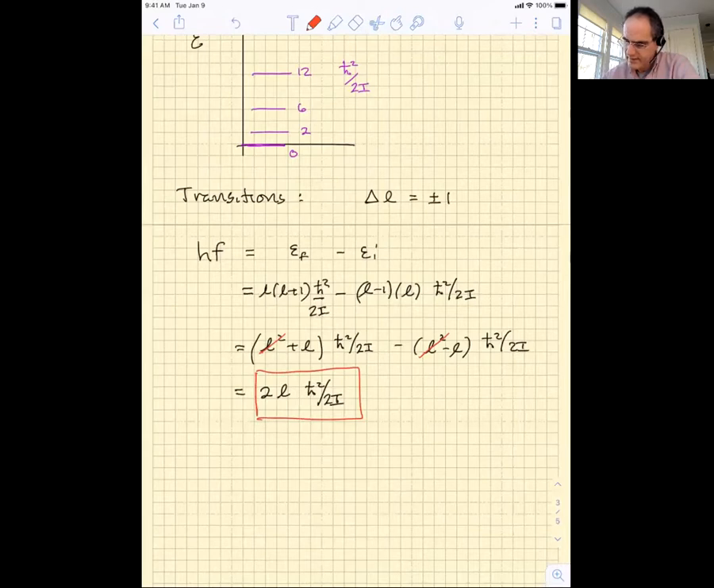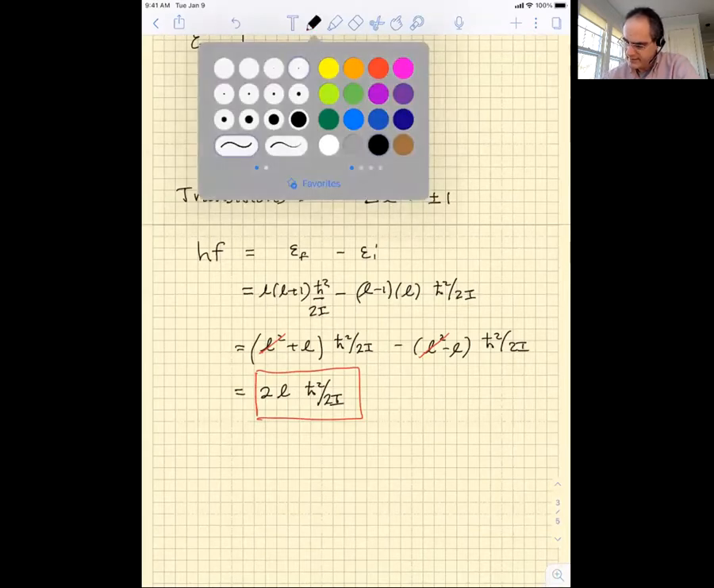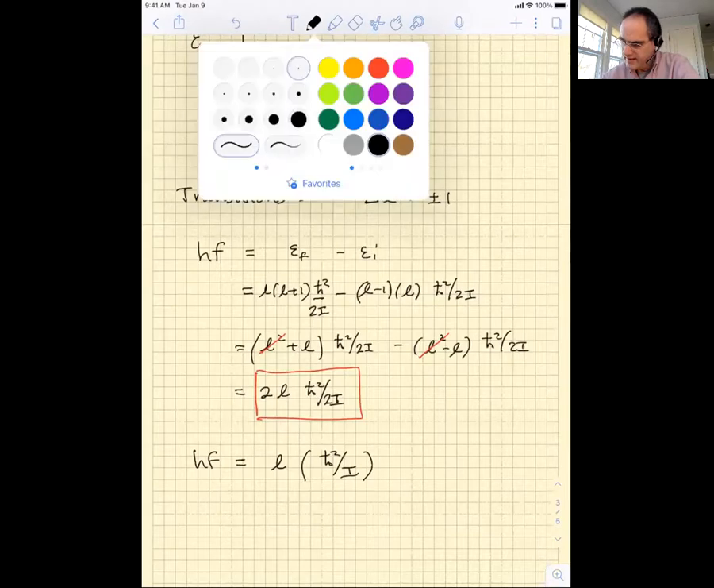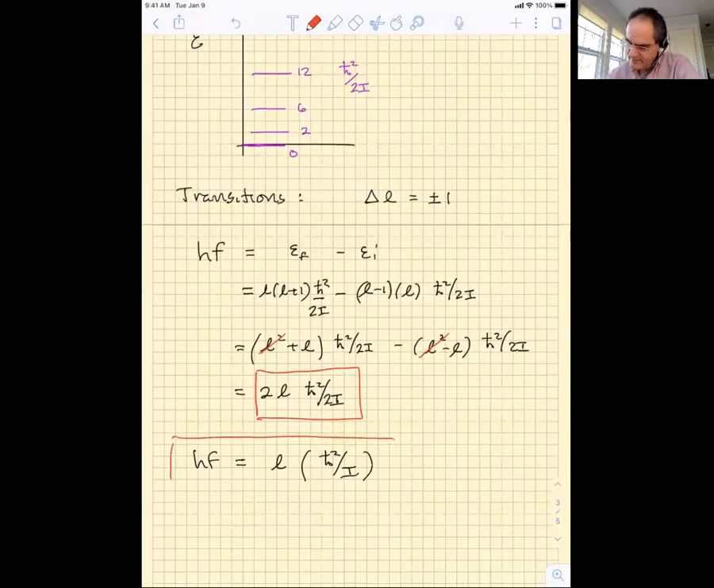Or here, let me just simplify this. We have L times h bar squared over I. And that's the transition energy between successive states. Notice something interesting. As we increase the quantum number associated with the transition, the energy of the transition also increases in proportion. Okay, so it gets larger and larger.